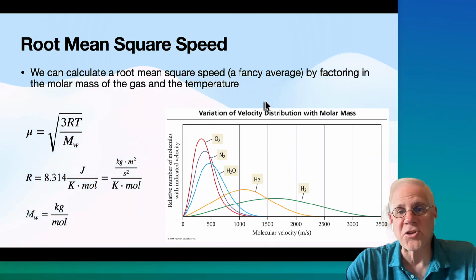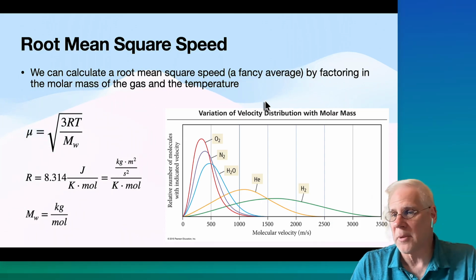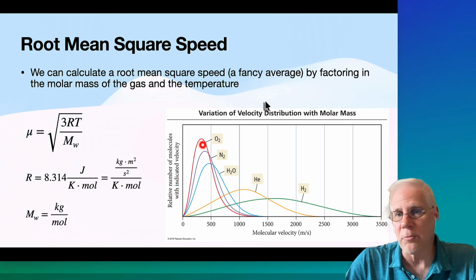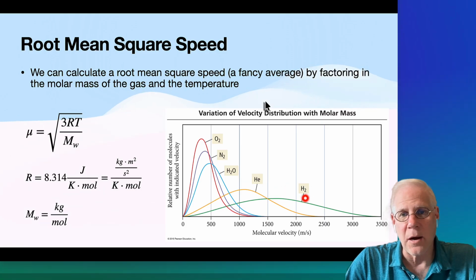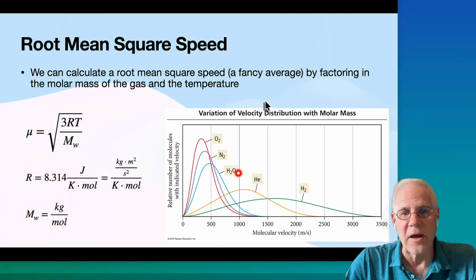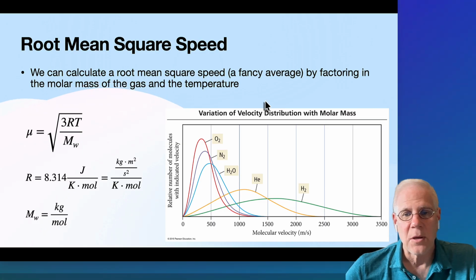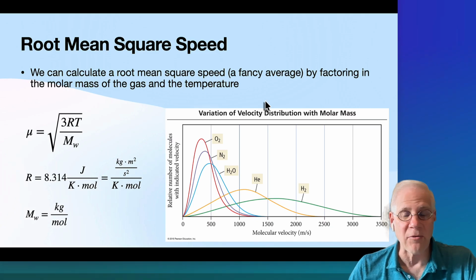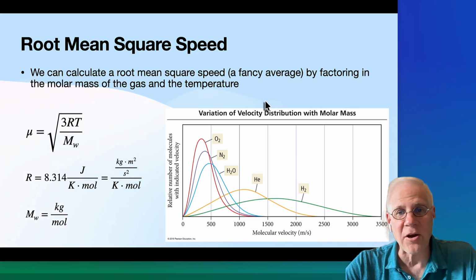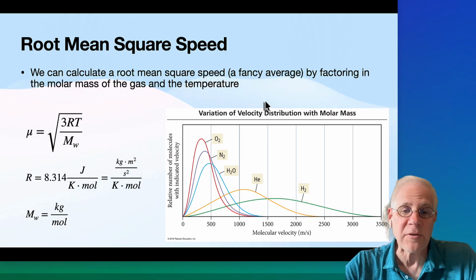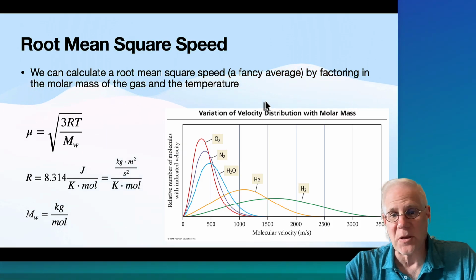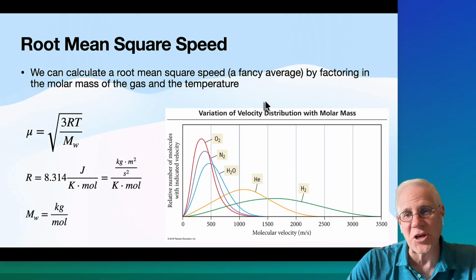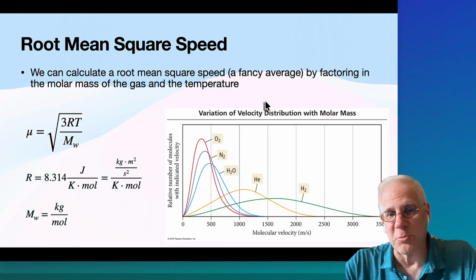And here we can see a variation of velocity distribution with molar mass. We see that as molar mass goes down, our speed increases, because we have a molar mass of 2, a molar mass of 4, a molar mass of 18, a molar mass of 28, and a molar mass of 32 up here with O2. And so for the same amount of kinetic energy, it would make sense that you're going to have higher velocities with lower masses. And these would be for samples at the same temperature. And so obviously if you change the temperature, in addition to changing the molar mass, you're going to have a little bit more complicated system.